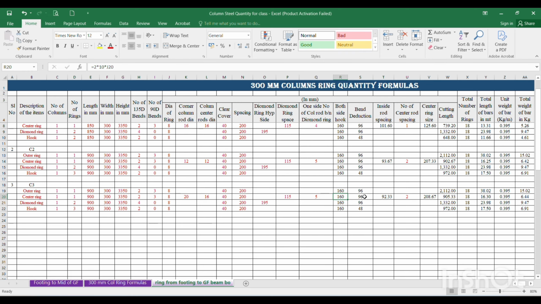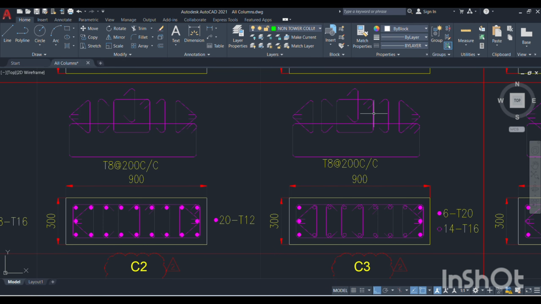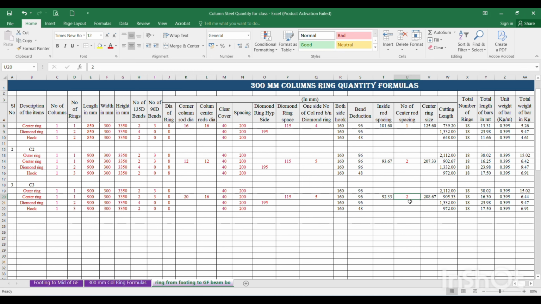And hook length will be calculated, bend length will be calculated, inside column rod will be calculated, and the number of column rod spacing. And here also you see this center ring is rounded with 3 rods, which means there are 2 spacings, so X is calculated 2 times. Then this work is over, C3 is over.